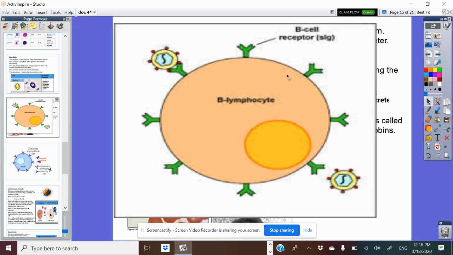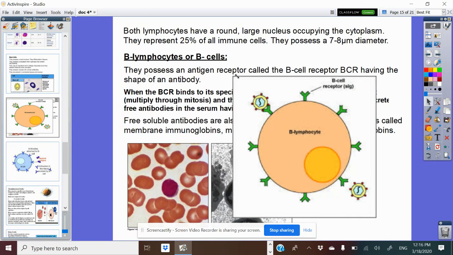Those BCRs are called membrane antibodies or membrane immunoglobulins because they have the shape of an antibody. They have a Y-shaped receptor with two antigen binding sites so that they can bind directly to the epitopes of the antigen, to the virus, to the fungi, or to the bacteria, of any antigen.